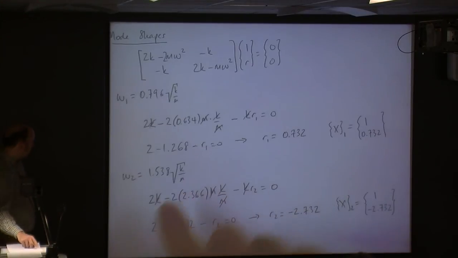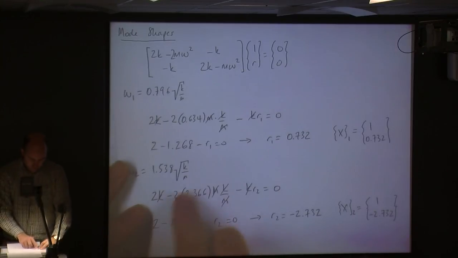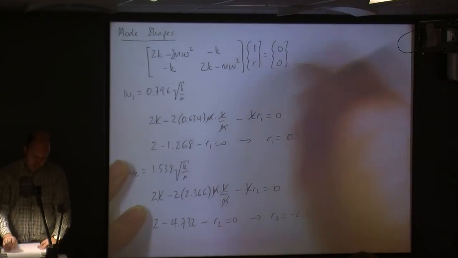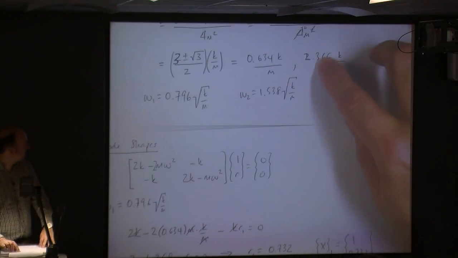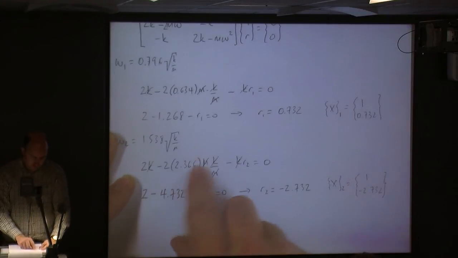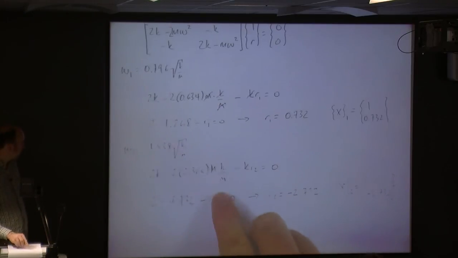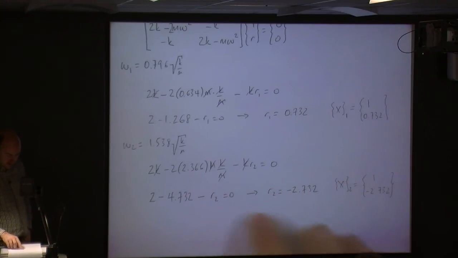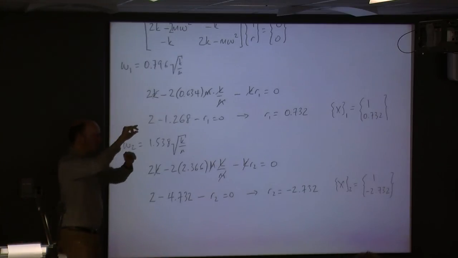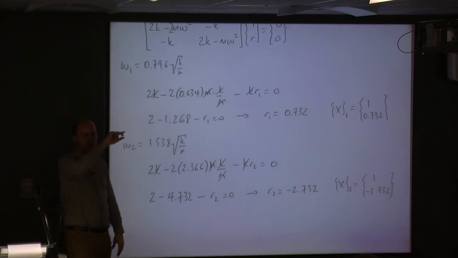Second natural frequency, omega 2 squared is 2.366, which you find up here. So we stick that in. The m's and k's cancel. We end up finding r2 is minus 2.732. So in the second mode, at this frequency, mass 1 will move up by 1, mass 2 moves down by 2.732, whatever.